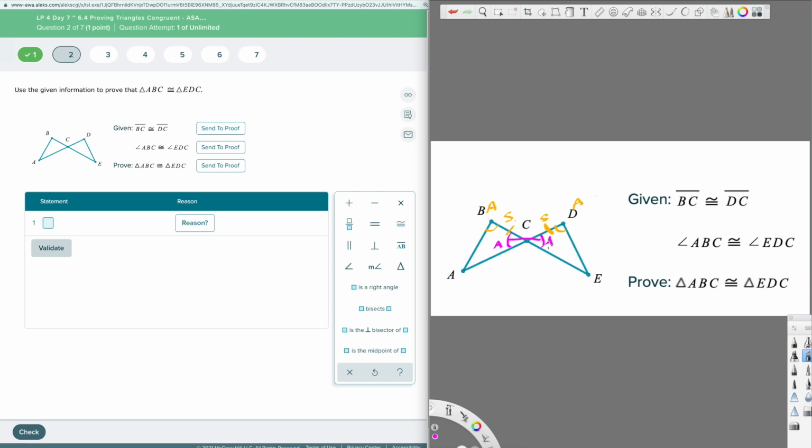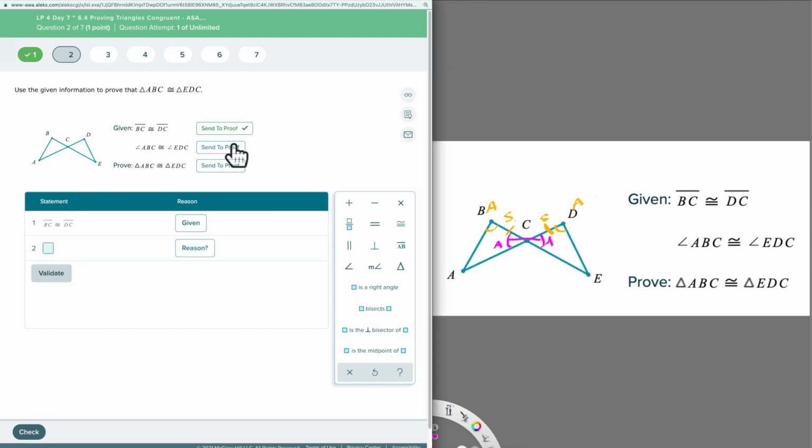So now I have my plan. I know what I'm going to start typing in here. And again, like I said, I just tend to send the givens to the proof first, the first thing I do, so that they're out of my way. And then I'm going to go ahead and start talking about these two angles congruent. So I have BCA. So I want to go angle BCA is congruent to angle, and I want to click angle. And because I went BCA, I want to make sure I go in corresponding order. It's going to be DCE.